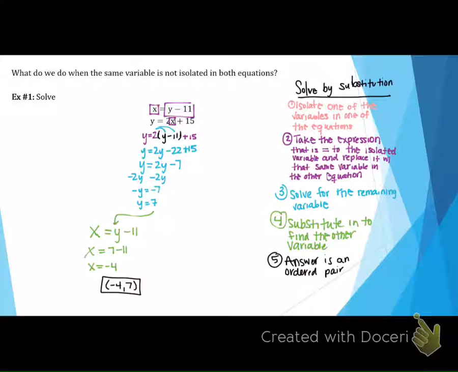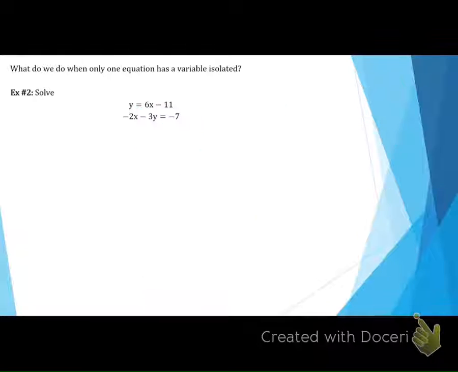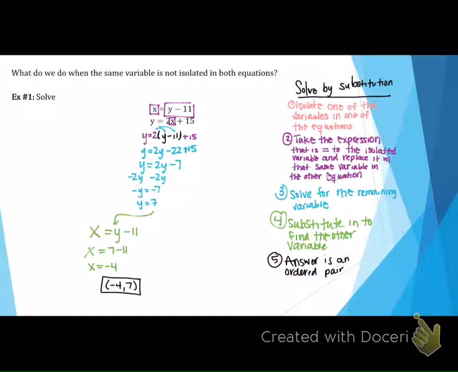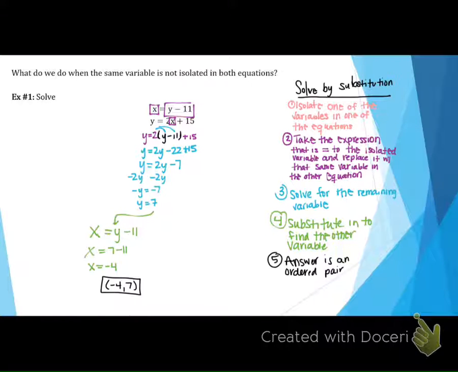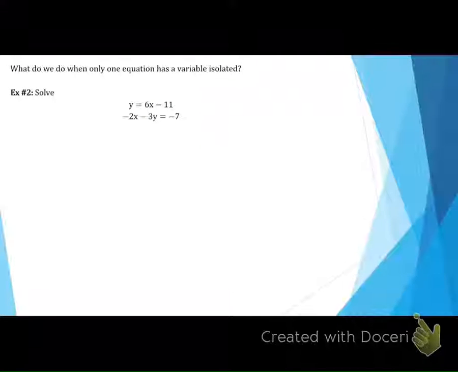Okay, so we're going to use those steps again, but I'm just going to keep them on the front page so you have them there, so if I need to flip back, I can. So it says, what do you do when you only have one equation that has an isolated variable? Well, the first step is to isolate a variable. Do we already have a variable isolated? Yeah, so do we have to worry about that step? No. So step 2 says to take the expression that is equal to the isolated variable and substitute it into the other equation. So y is the isolated variable.